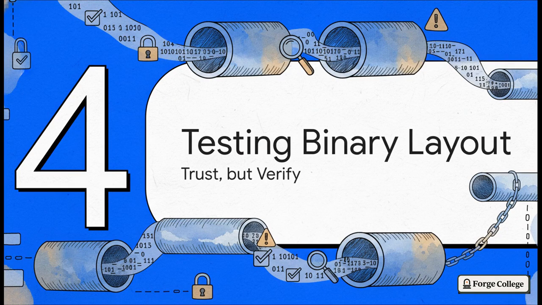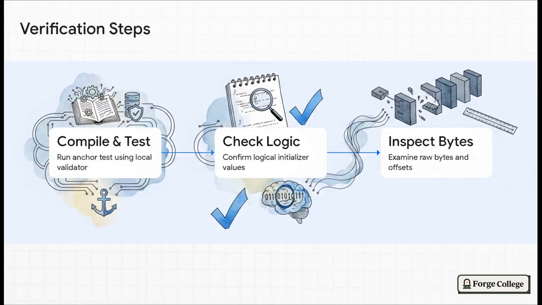Section 4, testing the binary layout. Trust but verify. Because trust me, guessing based on high-level types is a fast track to deploying absolute garbage to mainnet. So here is the exact chronological verification checklist every developer must follow to ensure their struct perfectly matches the blueprint.